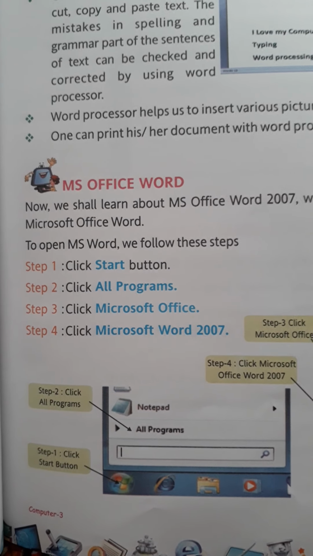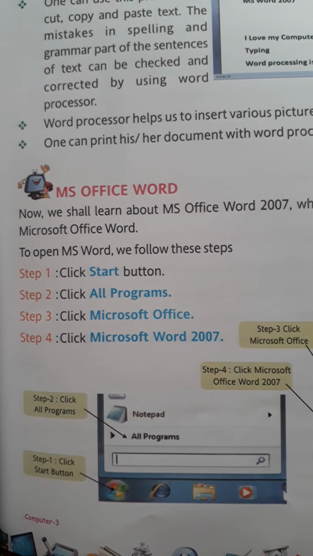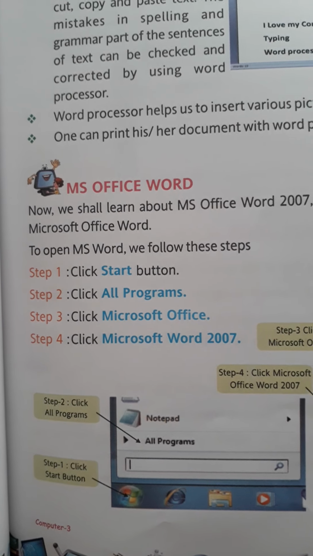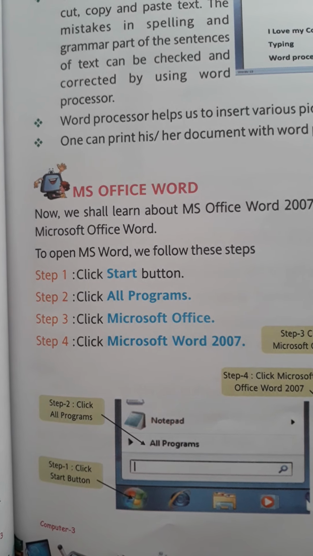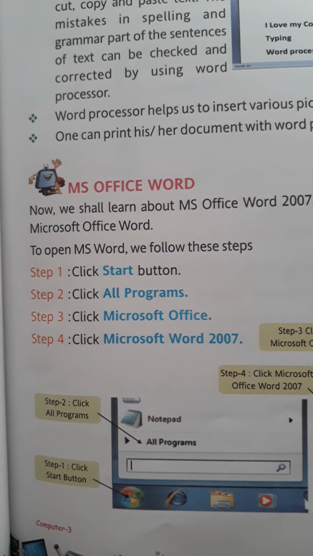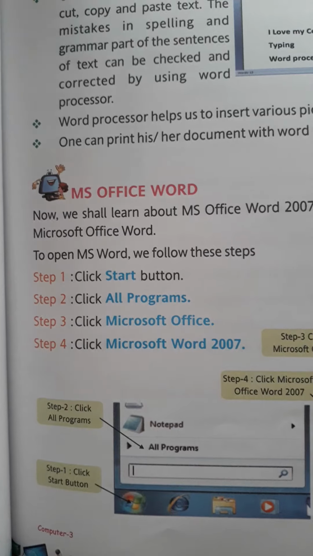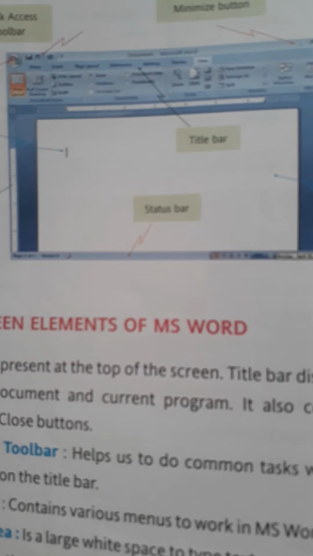MS Office Word. Now we'll see how to open MS Office Word. First of all, we have to click the Start button. Then we have to click All Programs. In the All Programs list, we see Microsoft Office. In the Microsoft Office folder, we'll get Microsoft Word 2007. So in this way, we can open Microsoft Word 2007. After opening, Microsoft Word 2007 will look like this.